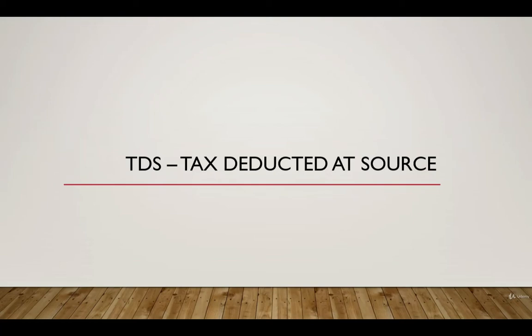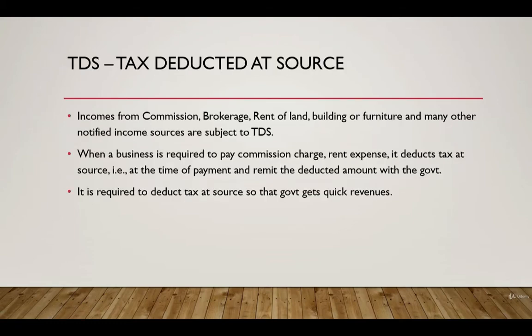In this section, we will discuss TDS in Tally. So what is TDS, tax deducted at source? What does it mean? Any income which is earned from commission or brokerage or from rent is subjected to TDS. So what it means is that whenever a business is required to make payment towards such an expense, it will deduct the tax then and there and pay it to the government.